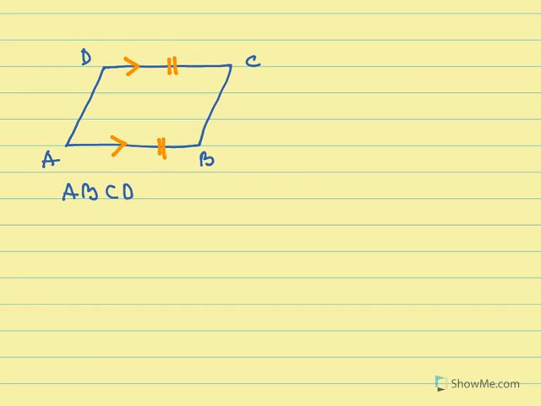Before we do the next sum, we need to learn a property. If I have any quadrilateral, not necessarily a parallelogram, say ABCD, and in that quadrilateral it is given that one pair of opposite sides are parallel as well as equal, then I can say that ABCD is a parallelogram. Means AB should be equal to CD and AB should also be parallel to CD.